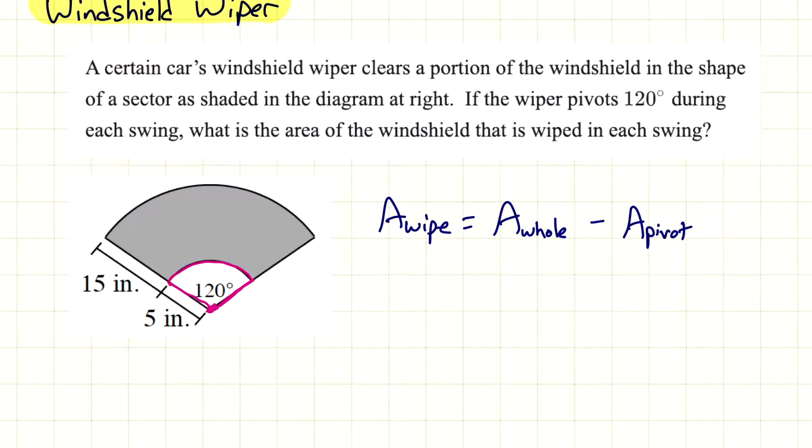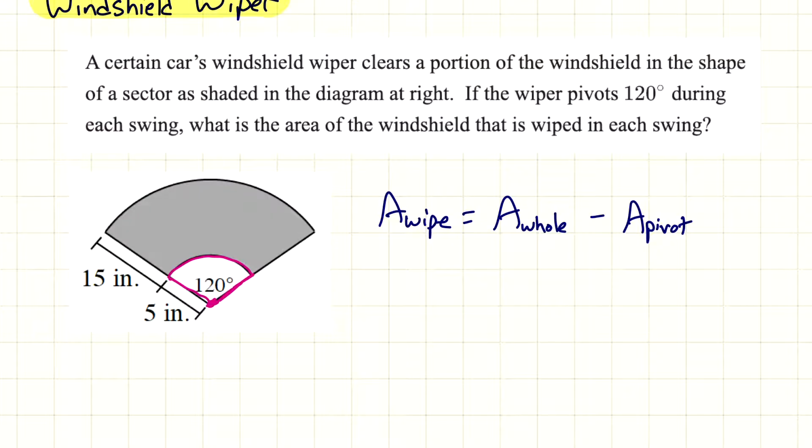So let's fill in what we know to solve for a sector area. Let me use the same color. Area of the wipe is, so how do I find the area of the whole sector? Well, we talked about this last time. We need to know what portion of a full circle it is actually taking up. Well, that's where they give us the 120 degrees. So we're going to do 120 out of 360. That's the portion that we're looking at.